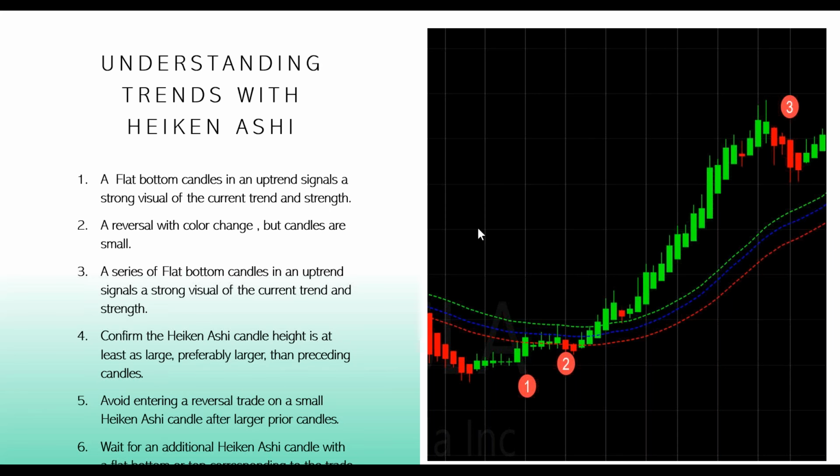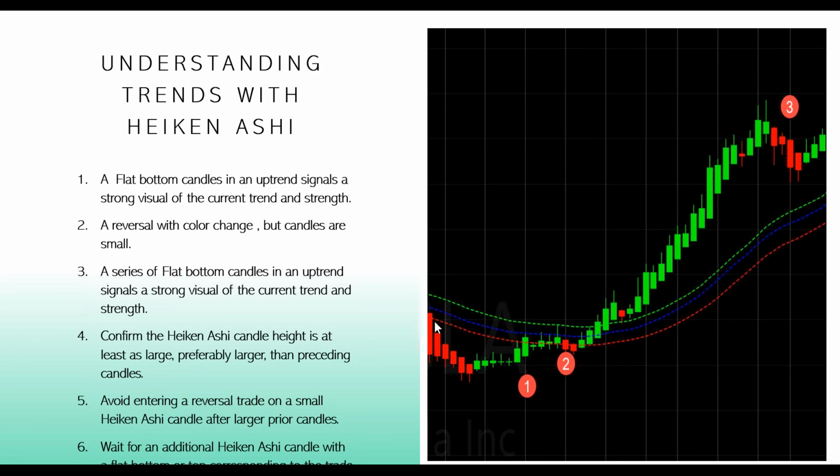A lot of folks get shaken out of trades because they get a red regular candle on a 5-minute chart that looks ugly to them. So they bail on the trade, whereas if they had just waited for the next candle, they would have been all right. The Heiken-Ashi candles force you to do that. So again, a flat bottom candle in an uptrend signals a strong visual of the current uptrend.